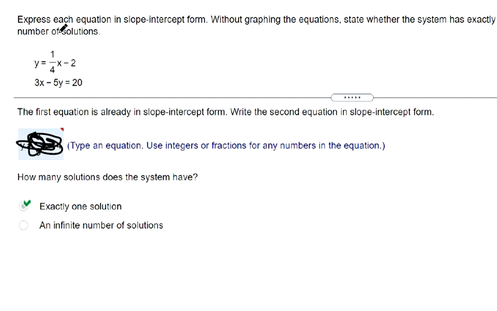So we're supposed to express each equation in slope-intercept form. The first one's already in slope-intercept form because it's got y equals something. That's slope-intercept form. And we like that because then we can quickly identify the slope and the y-intercept. This one's not in slope-intercept form though.